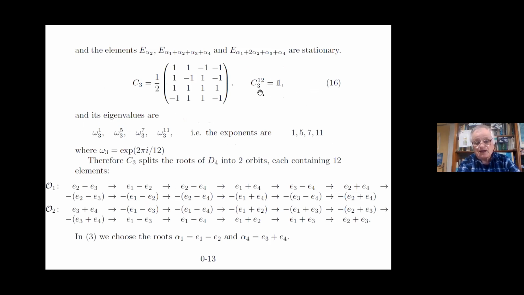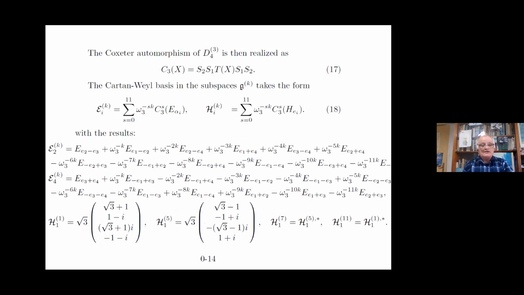And we have that C3 to the power 12 gives the unit matrix. And now the eigenvalues are, of course, omega 3 to the powers 1, 5, 7, 11. And omega 3 is a root of order 12 of 1. Now, C3 splits the roots of D4 into only 2 orbits, each of them containing 12 elements. Okay, here is the basis also for these gradings.